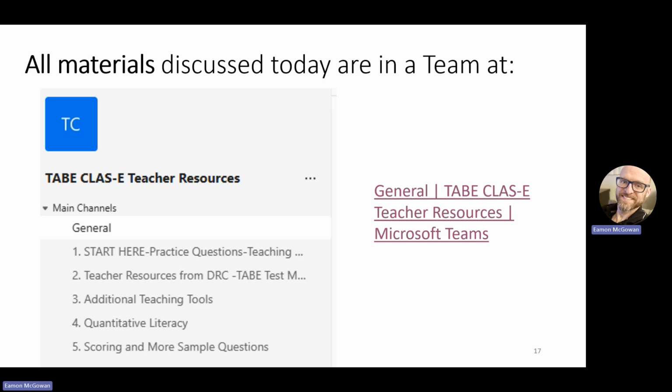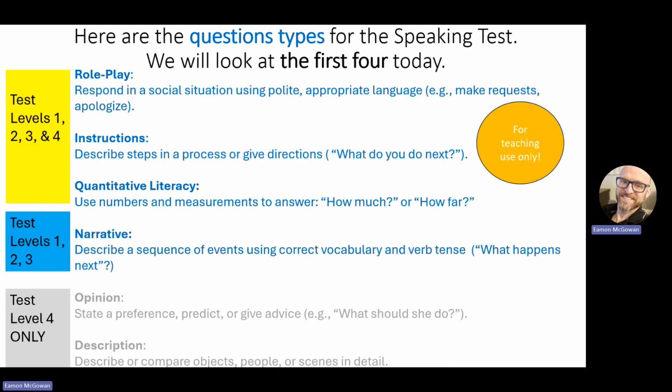These are all contained in a team called the TABE CLAS-E Teacher Resources. If you need to be added to that, no problem. Talk to your supervisor. So, different types of questions on the speaking test. We're going to be focusing on the first four that I have here in blue.